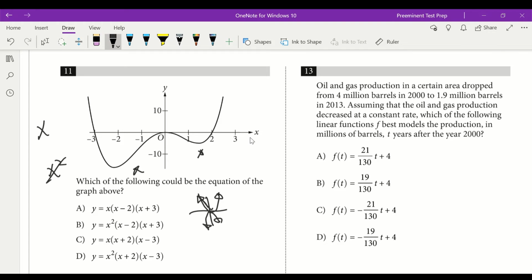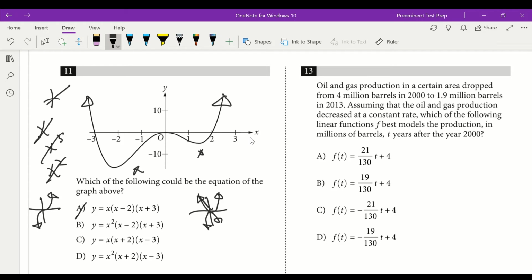I know it's not an x equation, because that's just a linear equation like that. I know it's not an x cubed equation, because an x cubed graph would look like this, right? It has one end opening up and one end opening down. These ends both open up. So I can get rid of my x cubed, right? So I know that's not the answer.